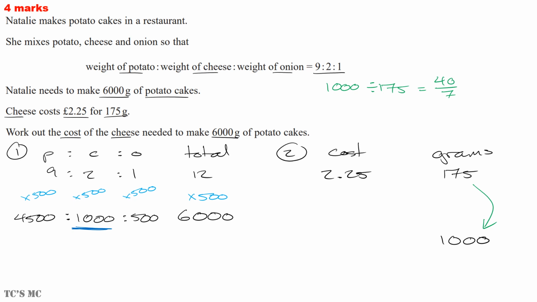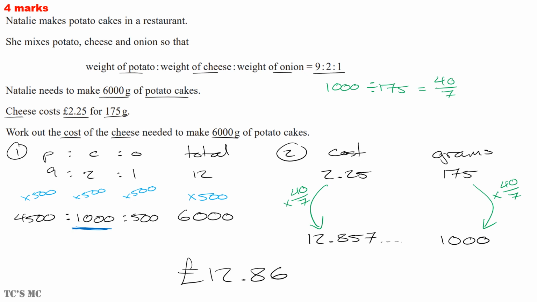And now we have a second mark. Now we can write 175 multiplied by 40 over 7, and we can do the same on the other side. For writing this, we now have a third mark. We end up with 12.857 and so on. Remember, money must be rounded to 2 decimal places, so our final answer is £12.86, and that is our fourth mark.